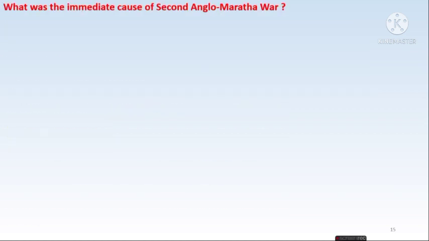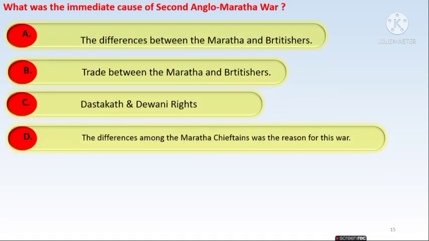The next question is, what was the immediate cause of the Second Anglo-Maratha War? The differences between the Marathas and Britishers, the trade between the Marathas and Britishers, Dastaks and Diwani rights, or whether the differences among the Maratha chieftains was the reason for this. So what is the answer, guess? Yes, it is option D. The differences among the Maratha kings about the throne was the immediate cause for the Second Anglo-Maratha War to happen.